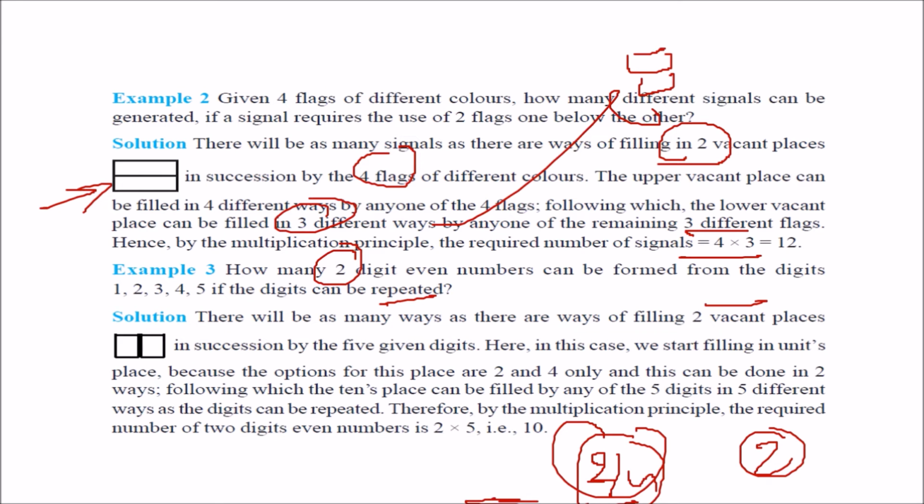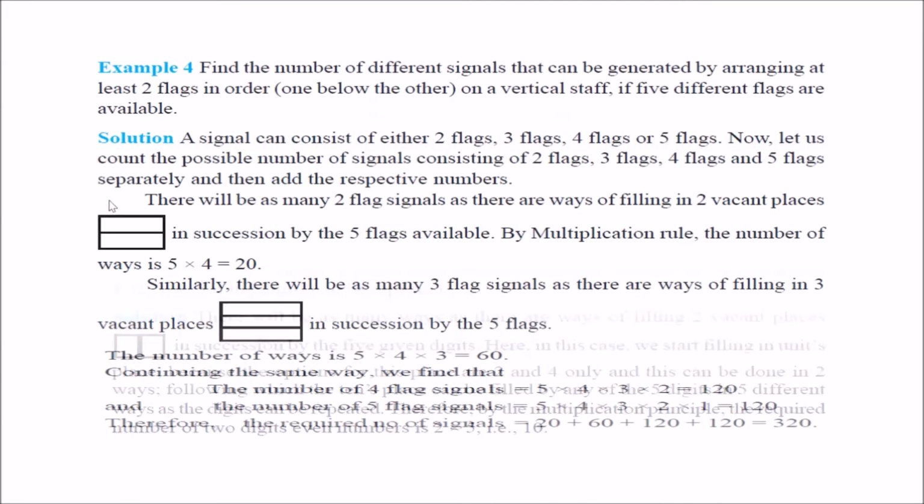But the rest can be taken in any way. These are the 5 numbers, and any one can be chosen. So these are 5 ways. So 5 into 2 is 10. So this is the answer.